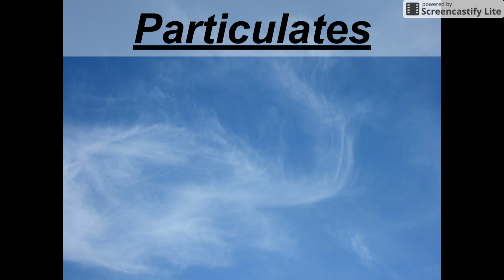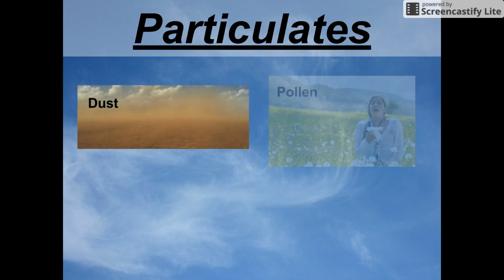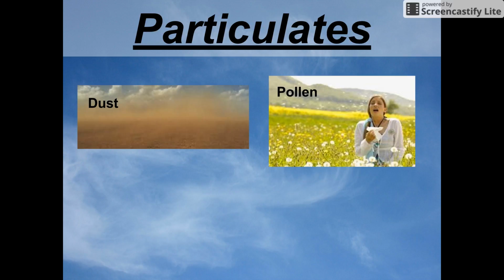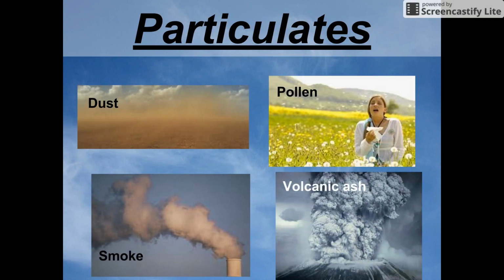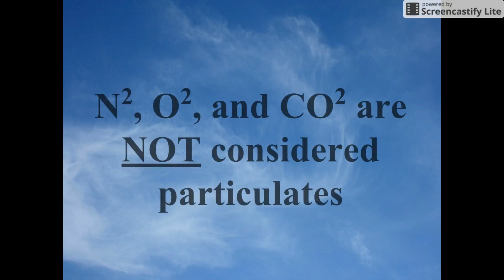Finally, we will discuss some of the other parts that make up the atmosphere. These are called particulates. Now, particulates are stuff in the air. They are very small, and examples include dust, pollen, smoke, and volcanic ash. Nitrogen, oxygen, and carbon dioxide are not considered particulates.